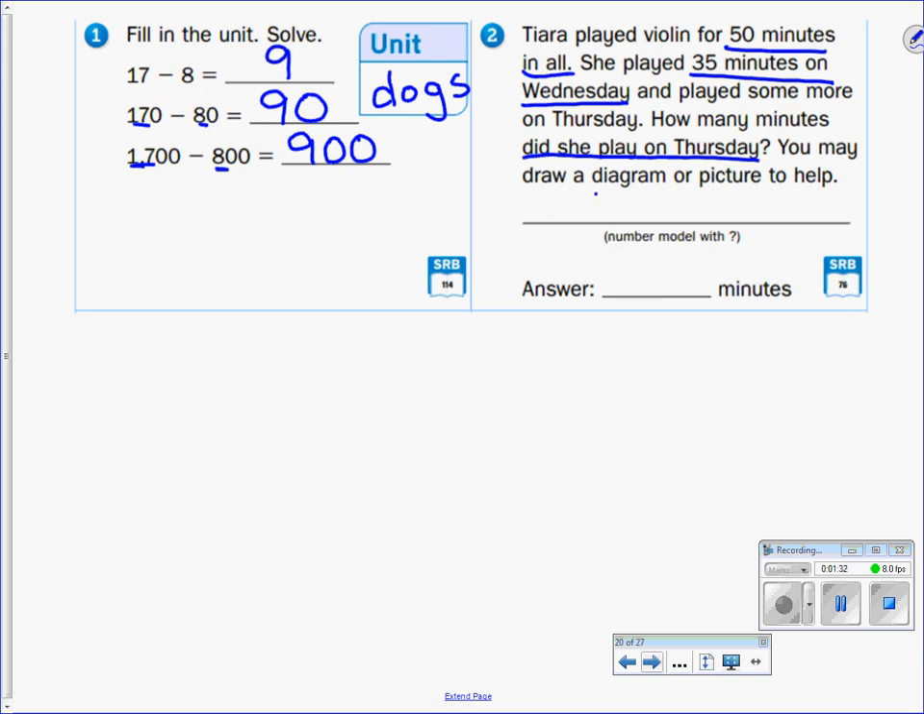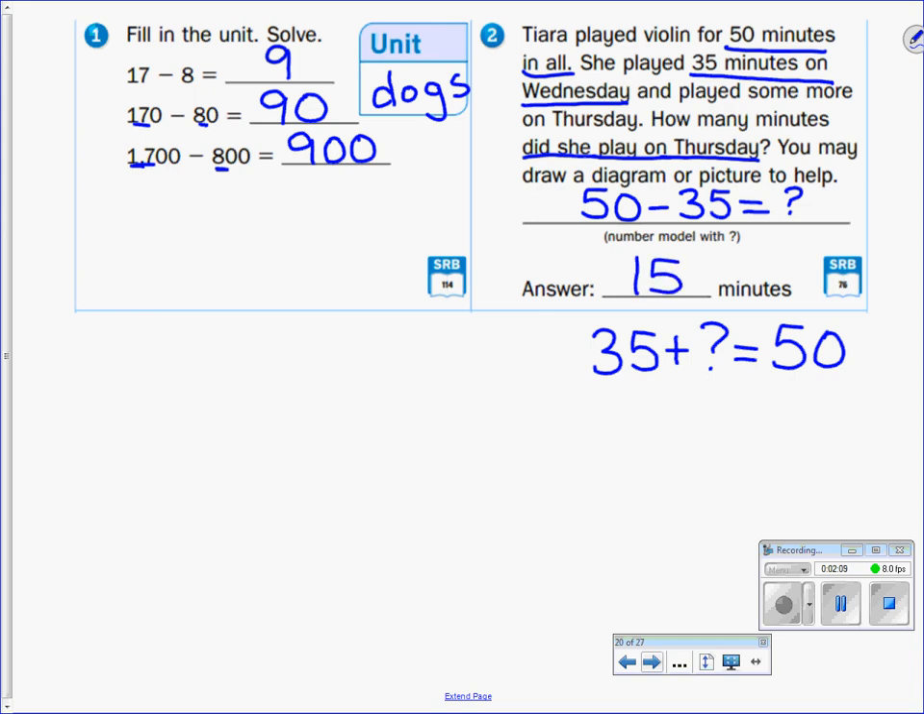So since we have our total, we can write our total down, which is 50 minus what we played on Wednesday, which was 35 minutes, and that's going to equal our unknown for our question mark, okay? Or we could also do, down here, 35 plus question mark, which would then equal 50, and question mark being the unknown on Thursday. So if we subtract that, we get 15 minutes. You could have used an open number line to solve that.